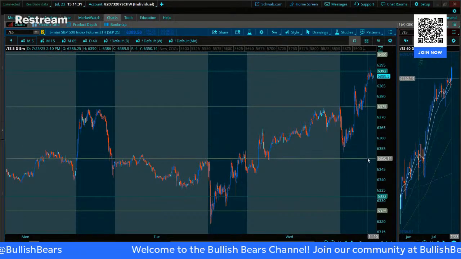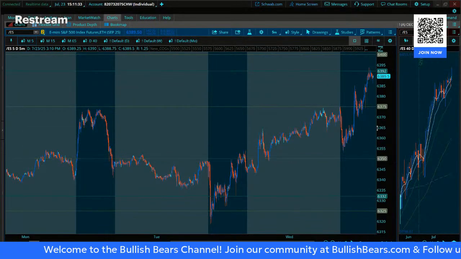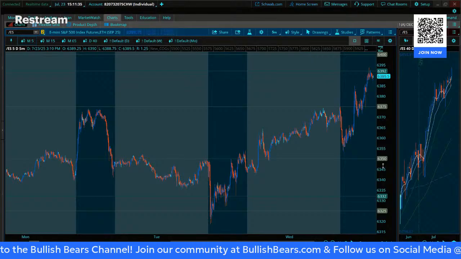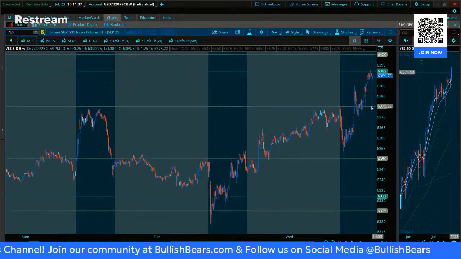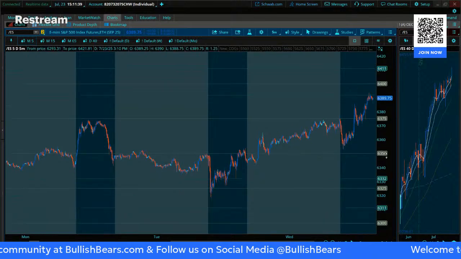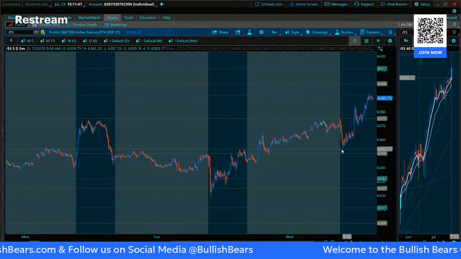And I added whole numbers or quarters. I added quarters to those. That's why there's two different colors. 75, 50, 25 round number, and then the cog lines.